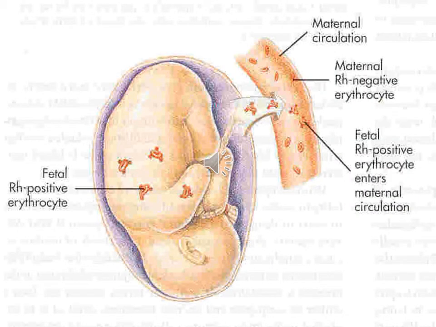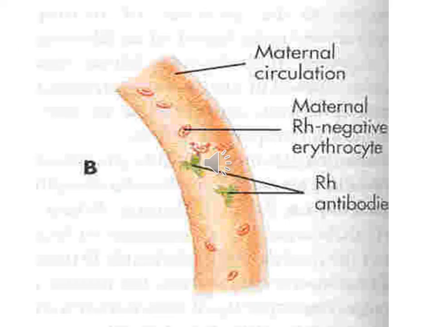These next slides show how erythroblastosis fetalis develops. First, there is a leak in the blood vessels within the placenta, and fetal erythrocytes enter the maternal circulation. The mother's body will manufacture anti-Rh antibodies. Second, we see the mother's body manufacturing the anti-Rh antibodies.